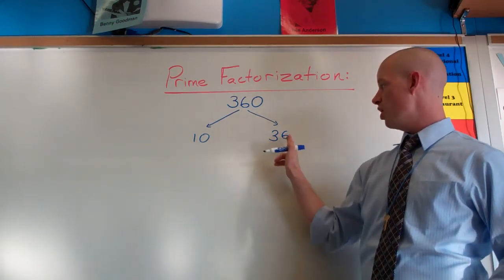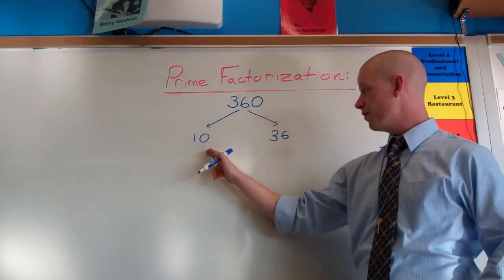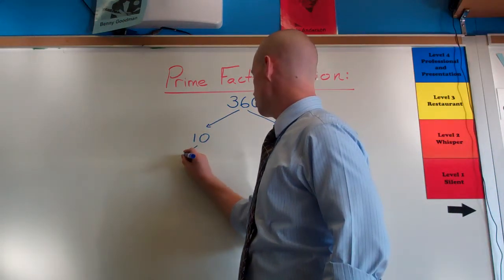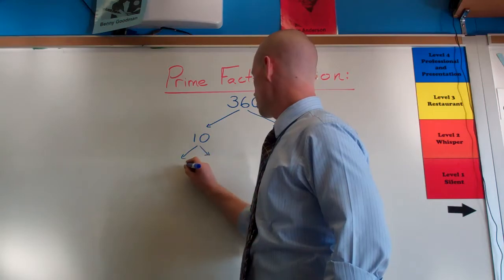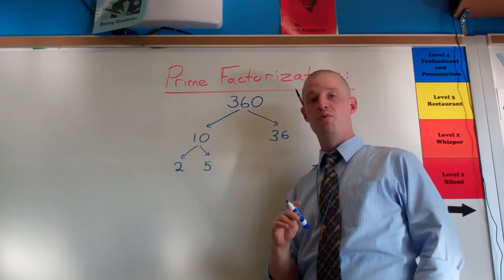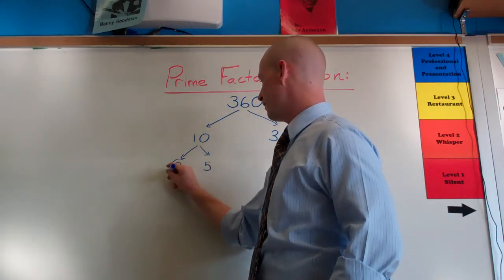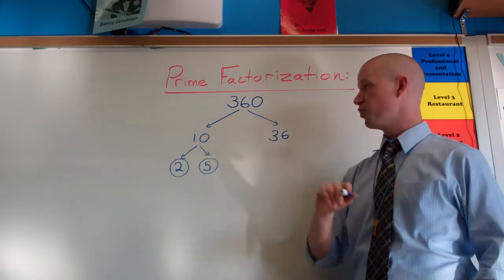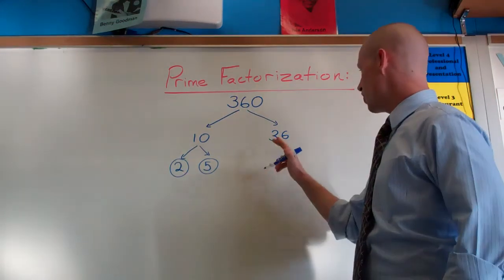Now from here I can work on either side. First we'll start with 10. 10 I can divide down into 2 times 5. 2 and 5 are both prime numbers, which means that we have our first 2 prime factorizations that go along with 360. Now we have to go to 36.